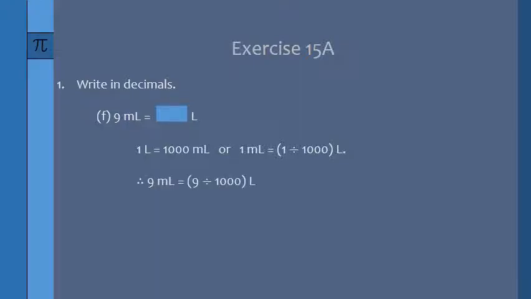Therefore, 9 milliliter is equal to 9 divided by 1000 liter. So, 9 multiplied by 1 upon 1000 liter, right? Which is equal to 9 upon 1000 liter. And now children, this common fraction 9 upon 1000 liter can be written as decimal fraction as 0.009 liters. And this is our answer.